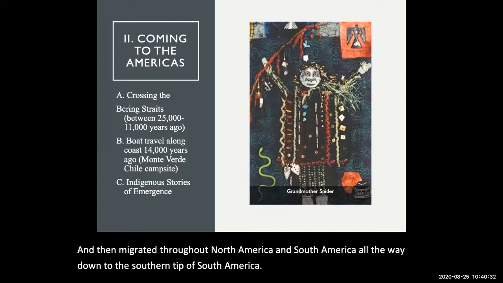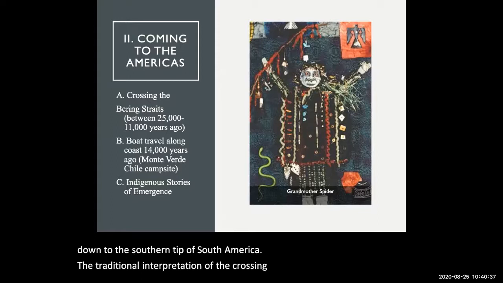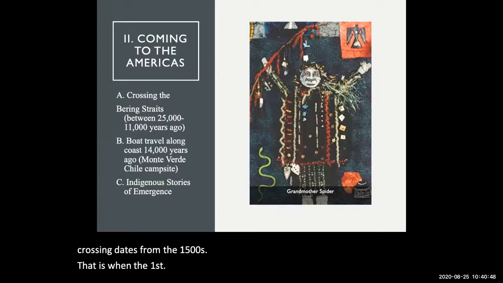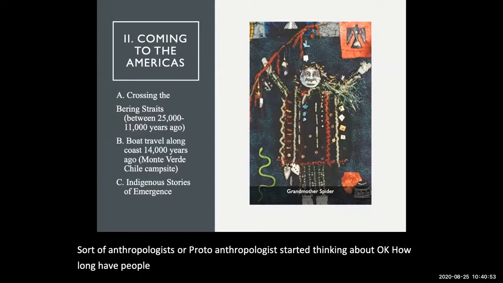The traditional interpretation of the crossing, the sort of Bering land bridge crossing, dates from the 1500s. That is when the first anthropologists or proto-anthropologists started thinking about, okay, well, how long have people been here? And the archaeological evidence supported the interpretation that the first indigenous Americans were Ice Age hunters.